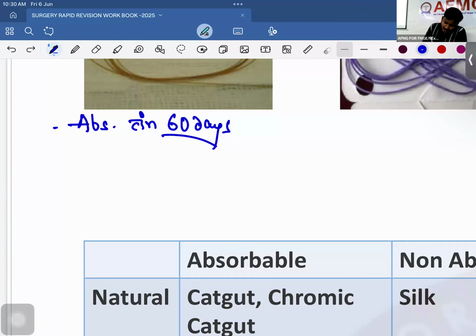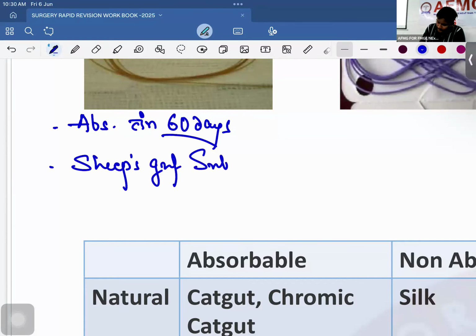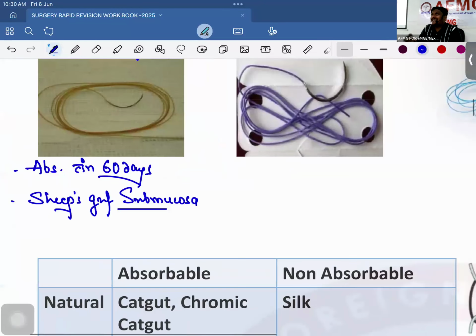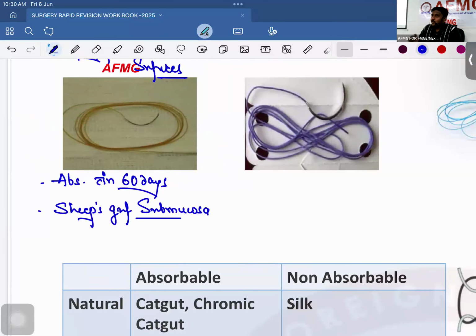Next important, it is a natural suture, so it is derived from... So definitely we know that as it is a natural suture, it is derived from the sheep's gut submucosa, beta. So from the sheep's gut submucosa, the catgut suture has been made. And last, what is the preservative or the chemical used to store the catgut suture? Isopropyl alcohol. So we know isopropyl alcohol is used to store the catgut suture.